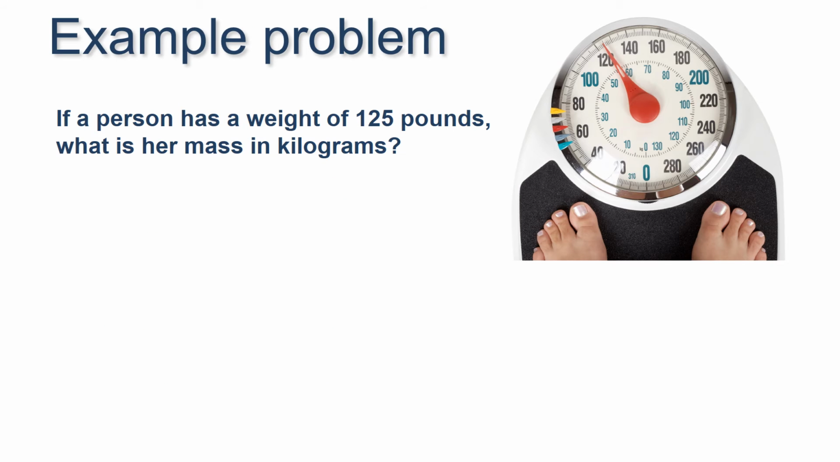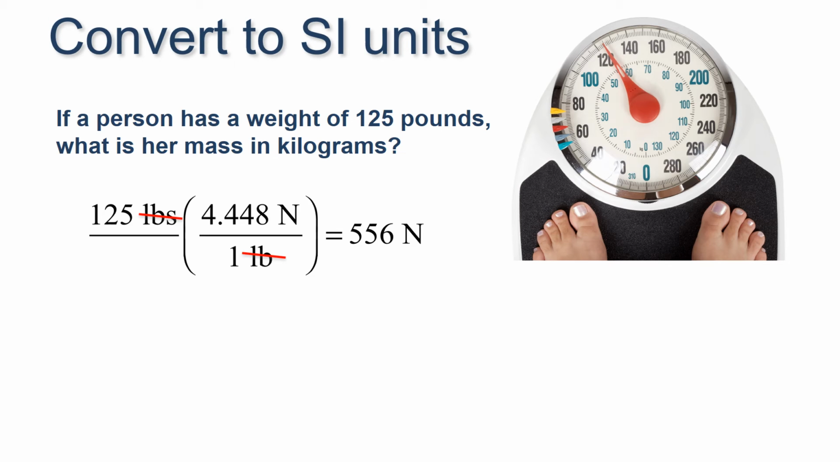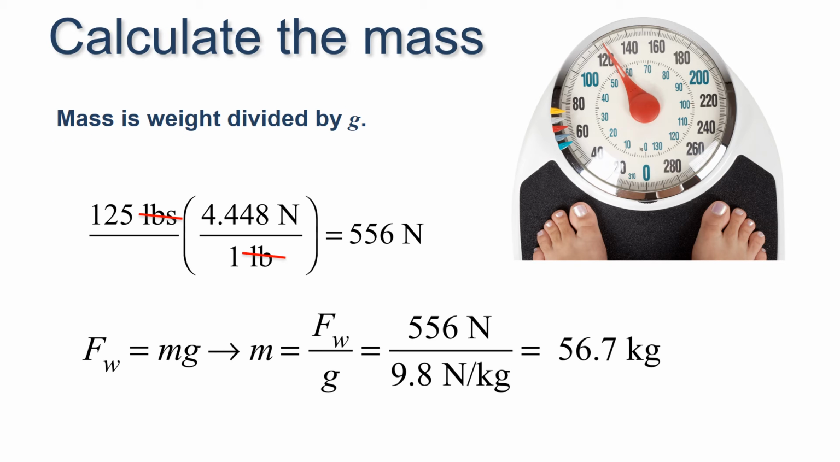We can use those conversion factors to calculate somebody's mass in kilograms. First, we're going to find how many newtons they are. Here we calculated taking 125 pounds to newtons, using that conversion factor to give us 556 newtons. We're going to rearrange our equation and calculate the number of kilograms, because mass equals force over gravity, which gives us 56.7 kilograms.